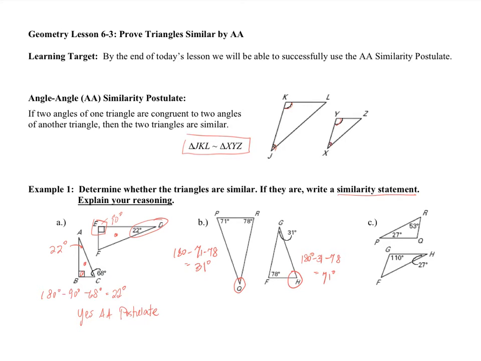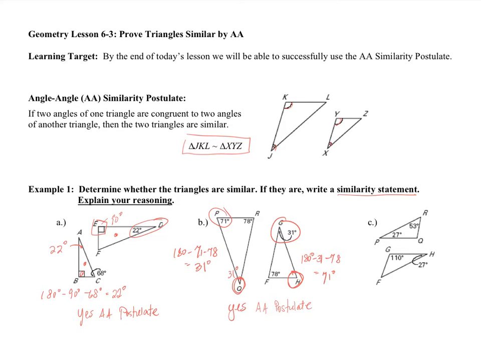So I'm just going to look at two pairs of angles. Angle P is congruent to angle H, and then angle Q, which is 31 degrees, is congruent to angle G. So we can say yes again. These two triangles are similar by the AA postulate.